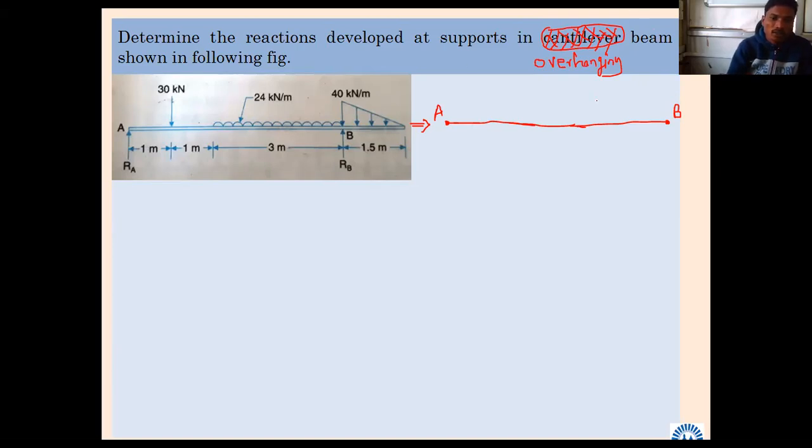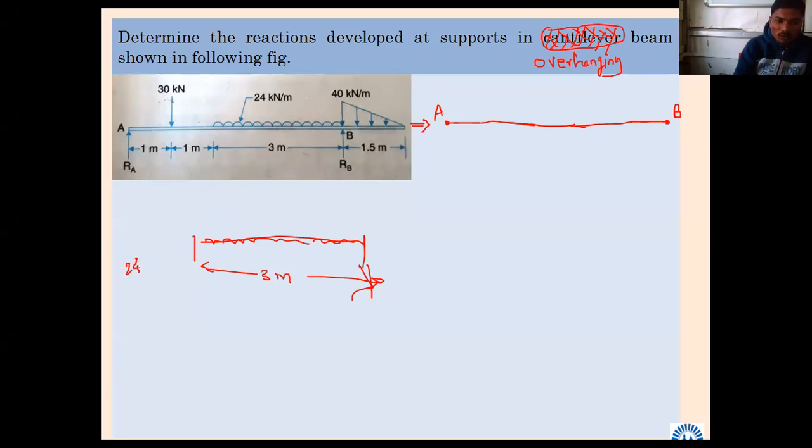For how much length is this UDL applied on this beam? Suppose that UDL length is 3 meter. And what is the intensity? Then what will be the total load? UDL total load, how to calculate? I have told you, intensity of that load, 24 into 3 equal to 72 kilonewton.